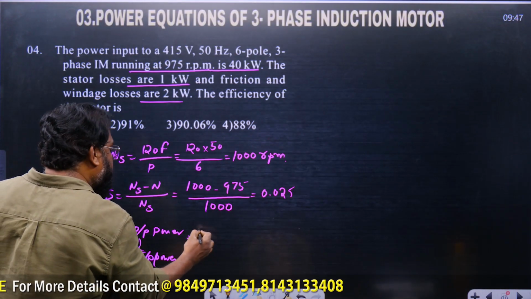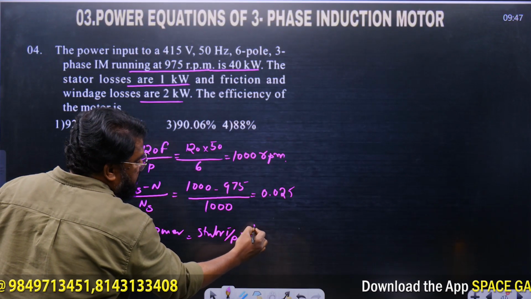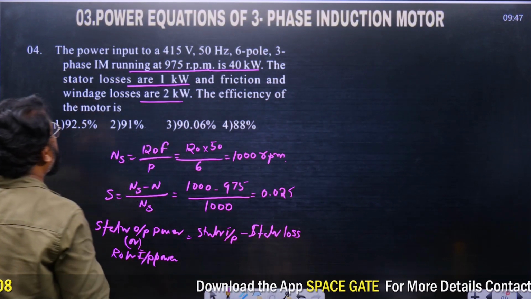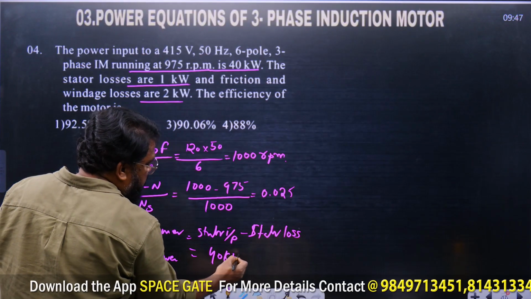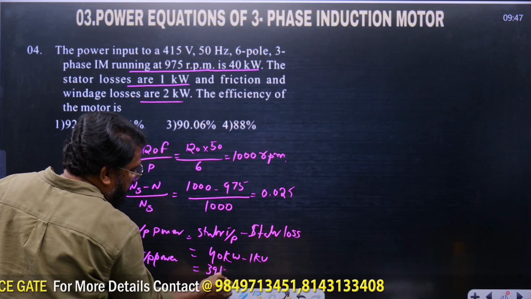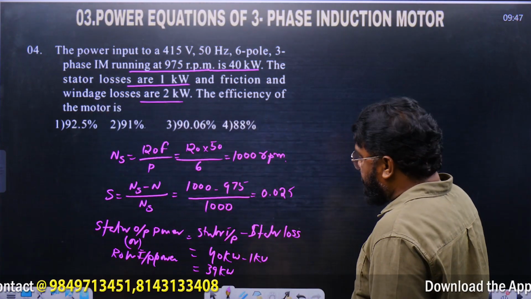So that is equal to stator input power minus stator losses. Stator losses are given. Stator losses are equal to 40 kilowatts minus 1 kilowatt, which is 39 kilowatts. This is the rotor input power.